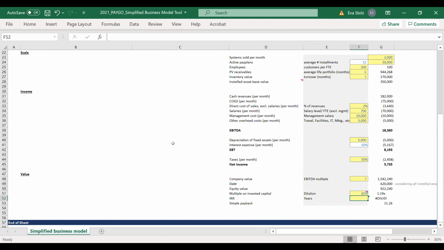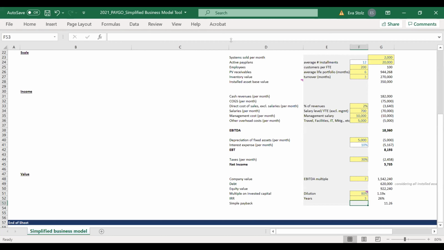And then finally, what it allows you to calculate is the internal rate of return. So basically the average growth, the yearly growth rate of the investment. And then you can indicate the holding period here, the number of years, and then the IRR is automatically calculated. So as said, this does not provide for a detailed projection of EBIT and of company value, but it's really just to assess in a very simplified way the economics of the pay-as-you-go business.